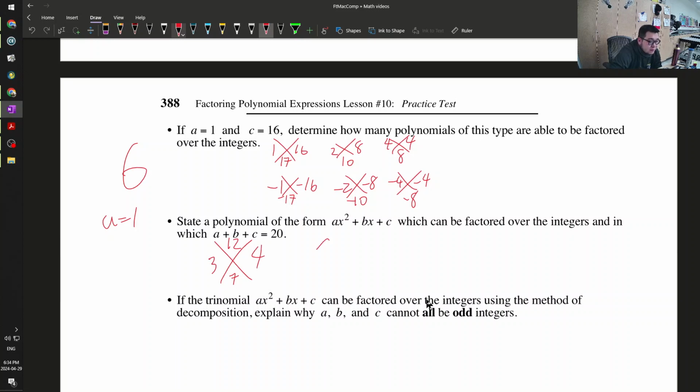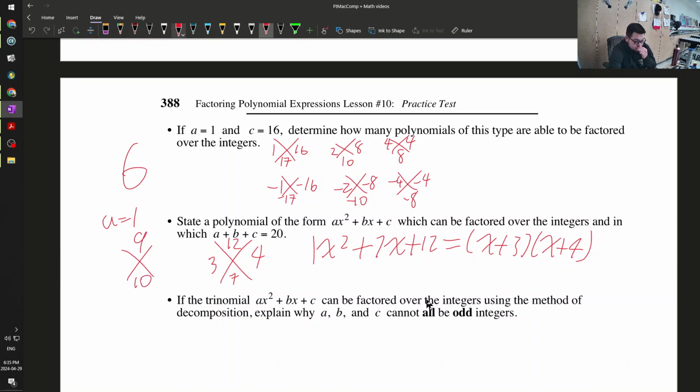So I can have 1x squared plus 7x plus 12. That can be factored. This is equal to x plus 3 times x plus 4. Just one example, I'm sure there are others. Looking at this, apparently 9 and 1 works too. So I get 1x squared plus 10x plus 9, which is equal to x plus 9 times x plus 1.